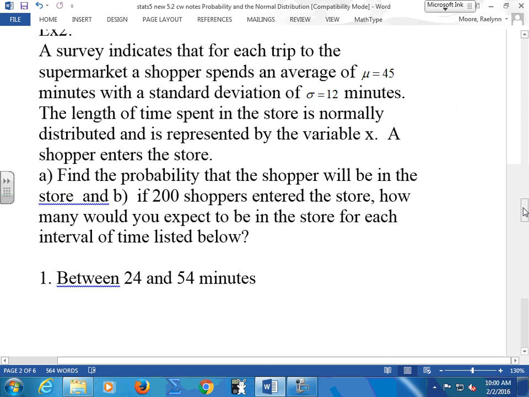So we find a survey, and the survey indicates that for each trip to a supermarket, a shopper spends an average of 45 minutes with a standard deviation of 12 minutes. So here we are, a mean of 45 and a standard deviation of 12.